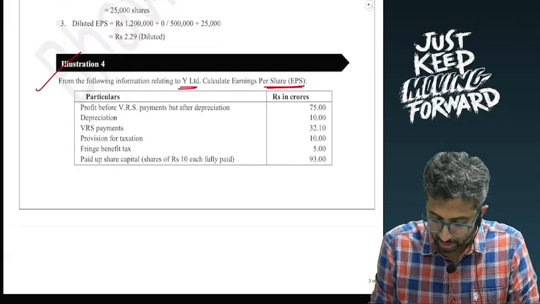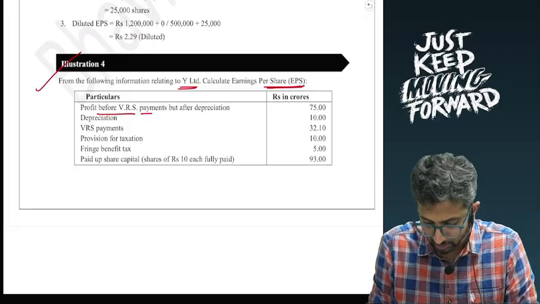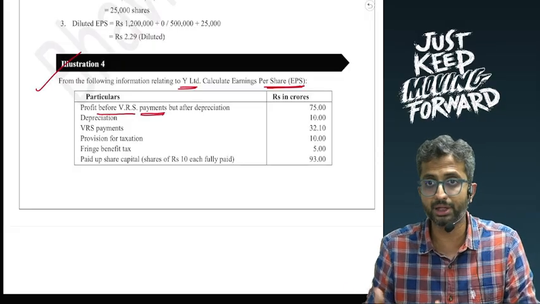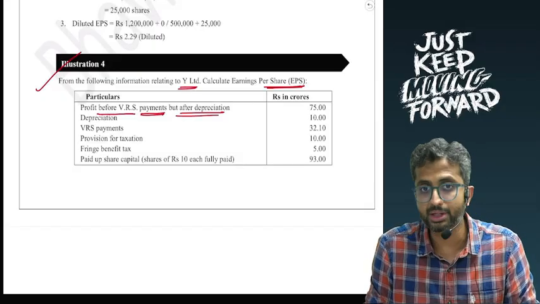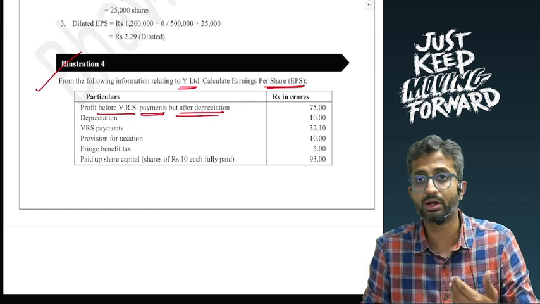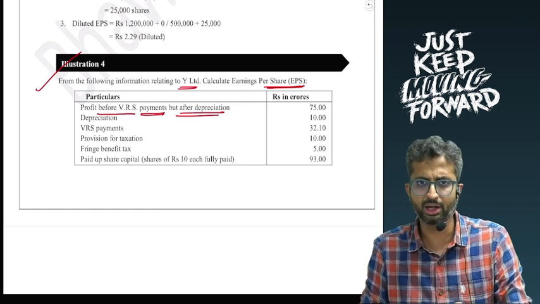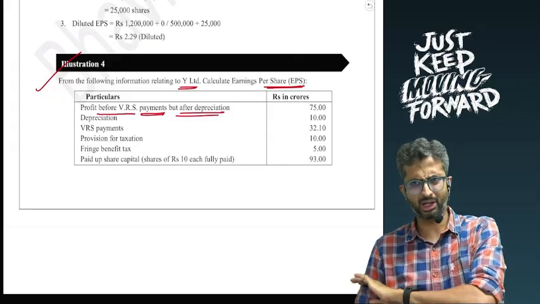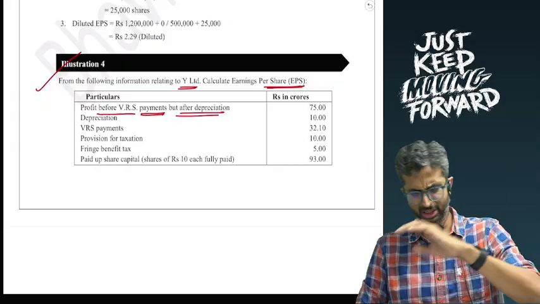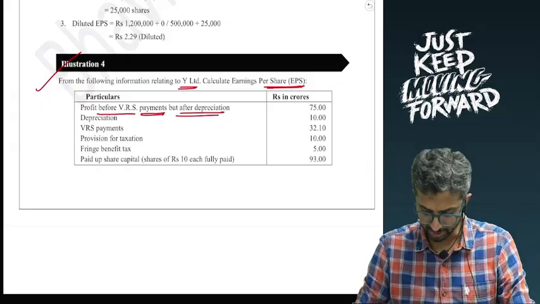Okay, so profit before VRS payments may be a one-off payment, but if it is paid, that is to be considered. But after depreciation, so if I have to do the workings before, let us say, VRS, and after depreciation, when you calculate the profit, it has to be after everything: depreciation, VRS, taxes, everything.